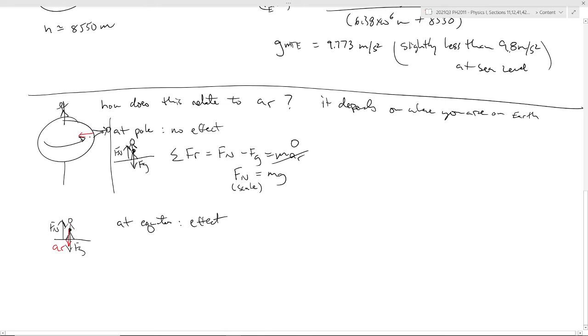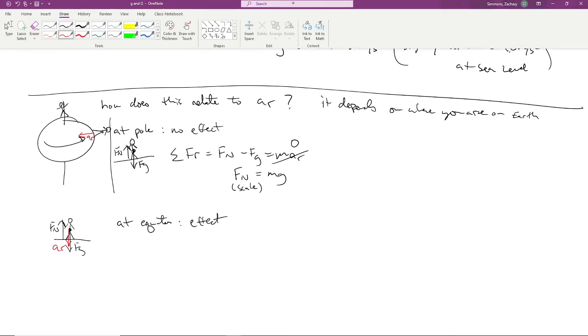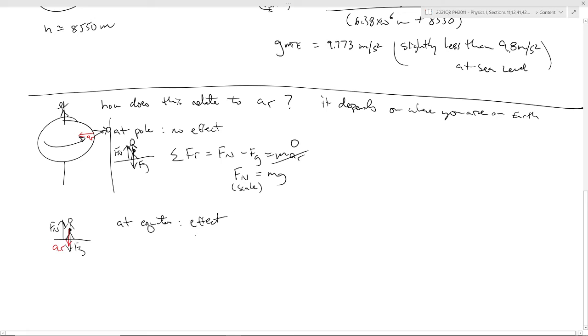In other words, you feel an a_R here that you don't feel at the North Pole or South Pole. And so if we sum the forces in this situation, you have the normal force pointing out, you have the force of gravity pointing down, and that's going to equal the mass times the centripetal acceleration, where this is not zero anymore. In other words, you're experiencing a centripetal acceleration at the equator. And so we can solve for what that force would be.